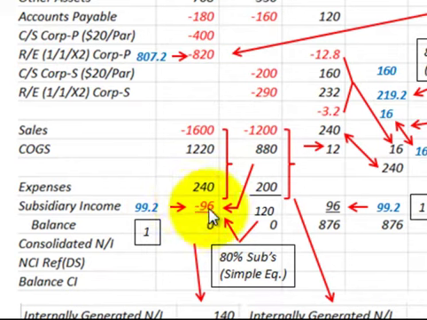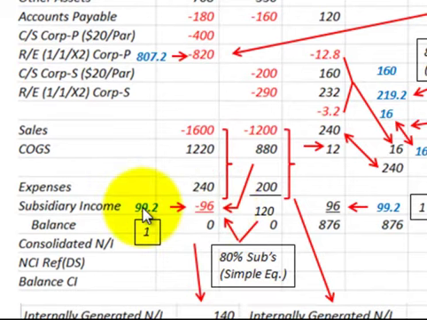And comparing that to the simple equity method, all we would have done with the simple method is take our sales against our cost of goods sold and expenses, and then we came up with the internally generated income for the subsidiary of $120,000, and then the parent would have just got 80% of that with the simple equity method, where we wouldn't have had the adjustments in.